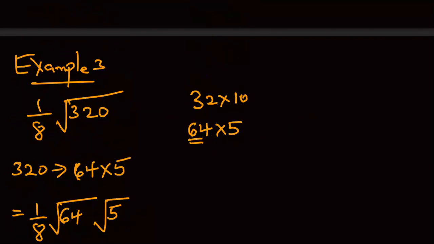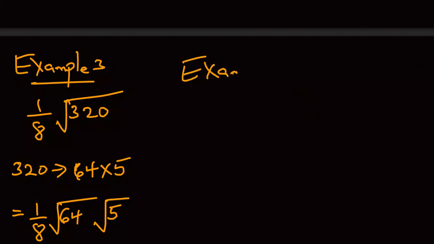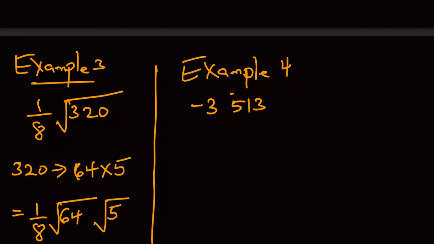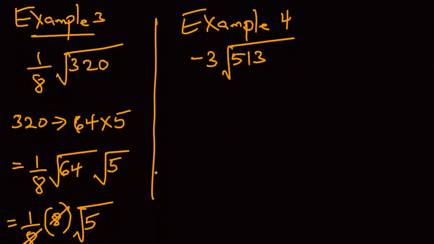Let's look at example 4. Let's look at another example to help us understand more. Example 4. Our example 4 for this question has a value like -3 root of 513. We want to solve this. As usual, which two numbers when you multiply we get 513?